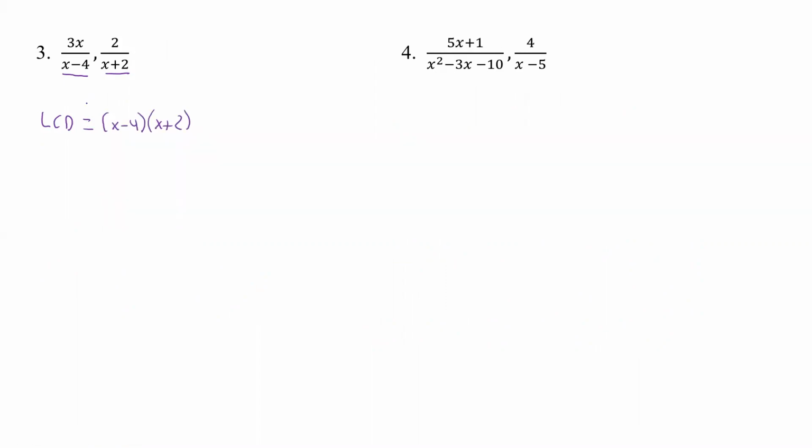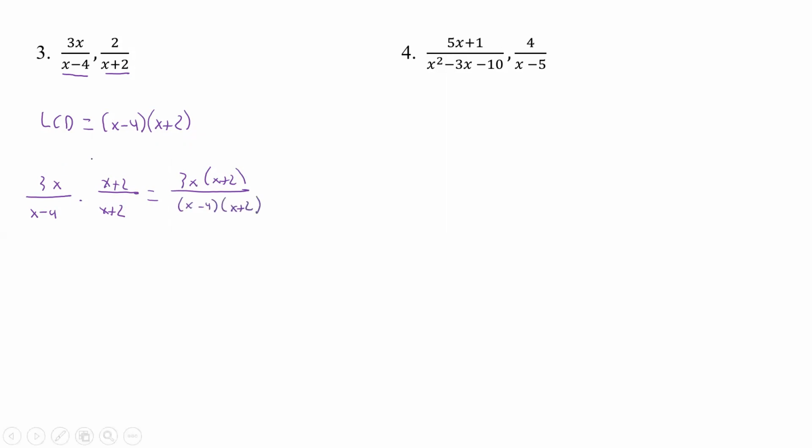Okay, well, what does that tell us for the first one? Well, we have 3x over x minus 4. What do we have to multiply by that denominator to get the LCD? Well, we have to multiply by x plus 2. So what we do down here, we also have to do up here. And so that gives us 3x times x plus 2 all over our LCD of x minus 4 times the x plus 2.